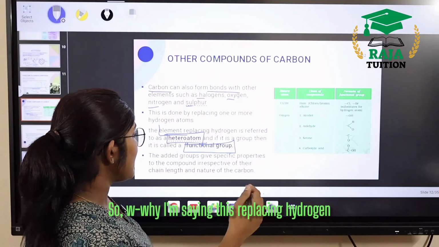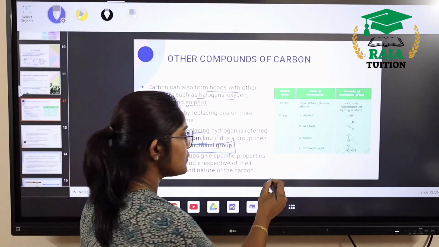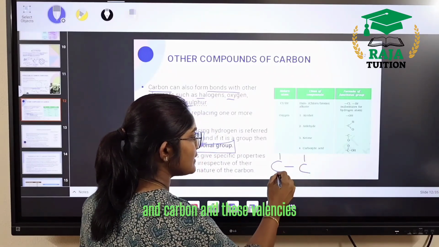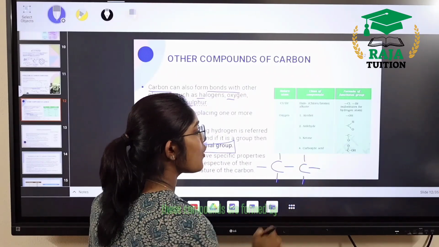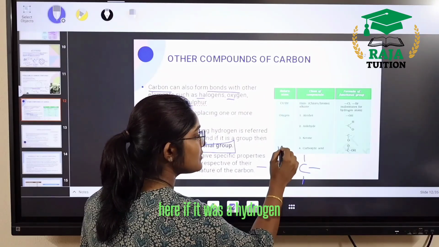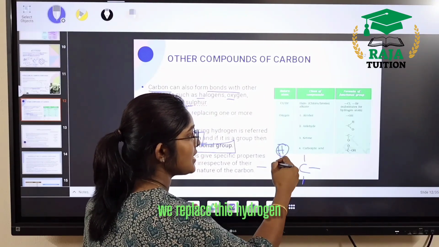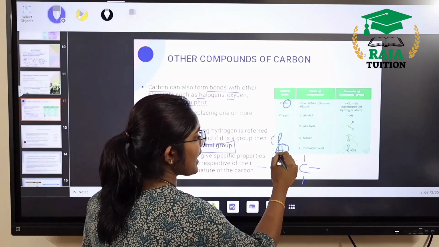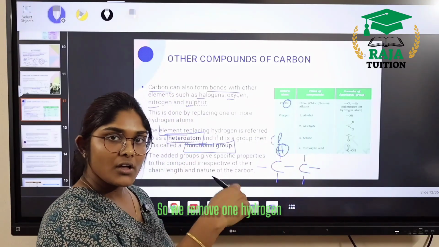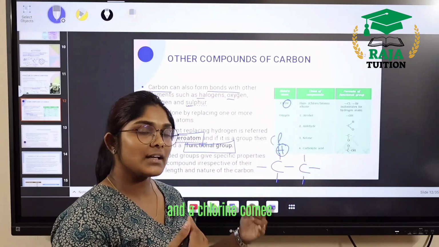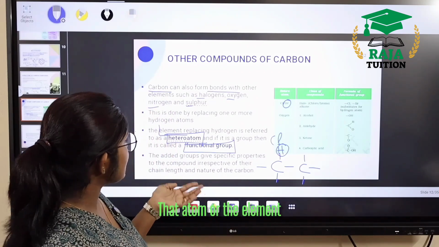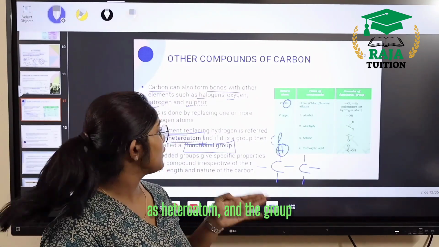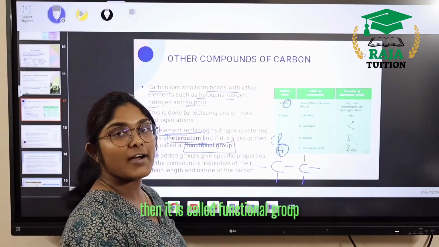Why am I saying replacing hydrogen? In a hydrocarbon, the compounds contain only hydrogen and carbon with their valencies. Here we remove a hydrogen and get another group, say a chloro or bromo group. Hydrogen is removed and chlorine comes in. That atom or element that comes in is referred to as a heteroatom, and if it is a group, then it is called a functional group.